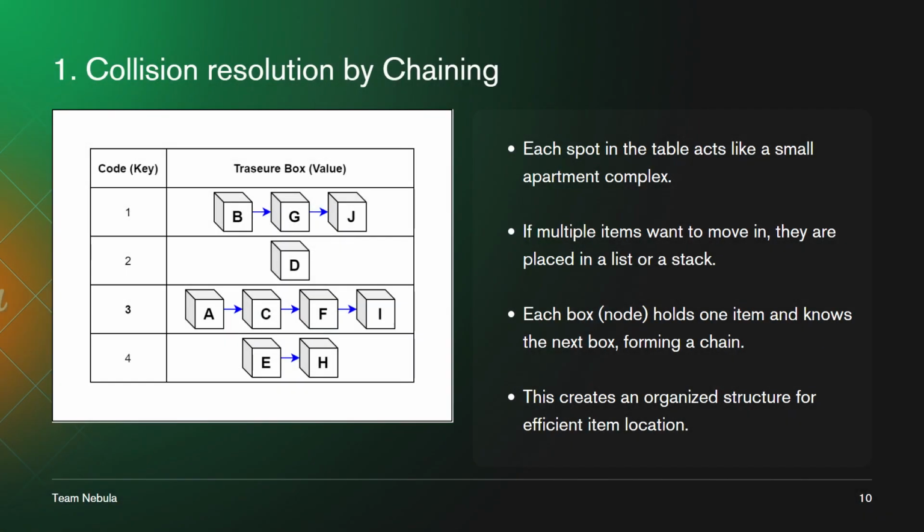Each spot in our table becomes like a tiny apartment complex. If more than one thing wants to move in, we just put them in a list, sort of like stacking up boxes. Now, each box holds one of our items and it also knows where the next box is. It's like a chain of boxes. So, when we need to find something, we just follow this chain of boxes. If we know which box we are looking for, we can quickly find it in its little stack. This makes things super efficient, even if a few items ended up in the same spot.